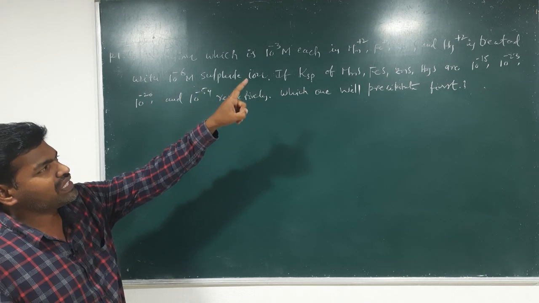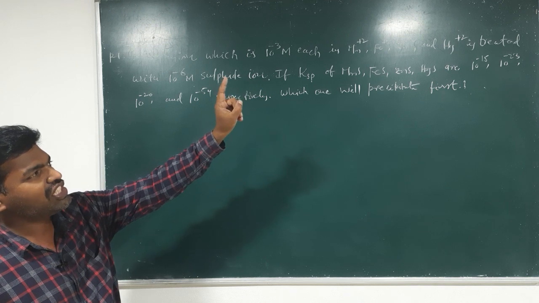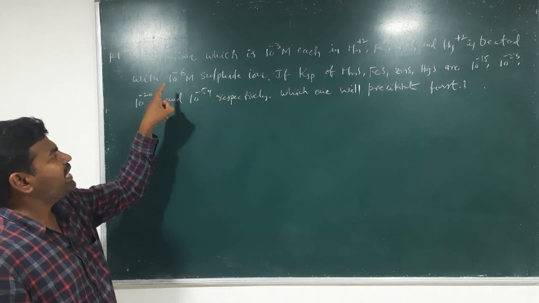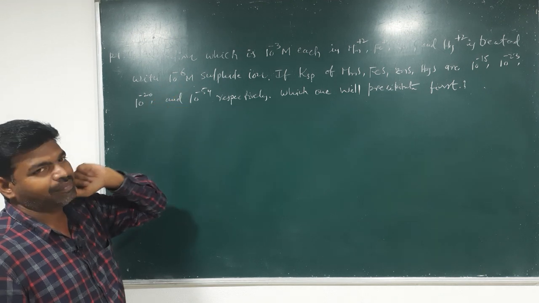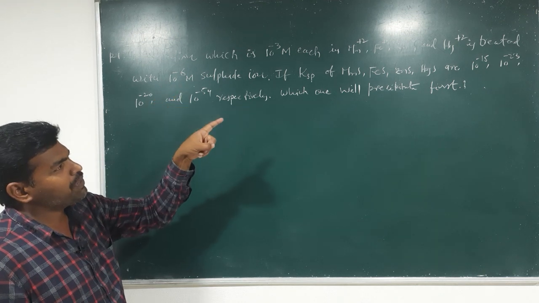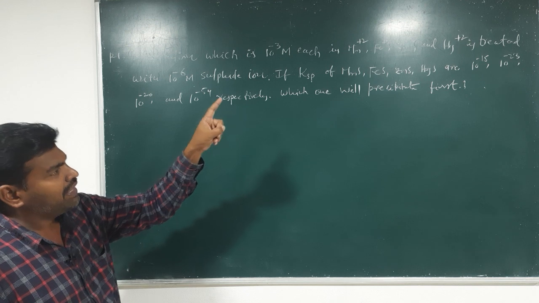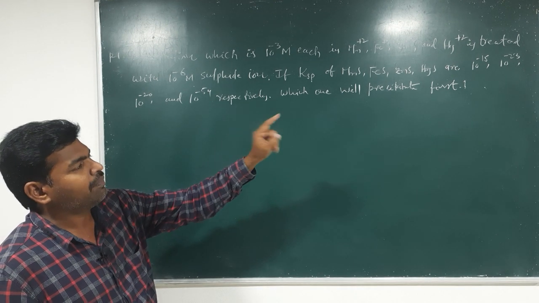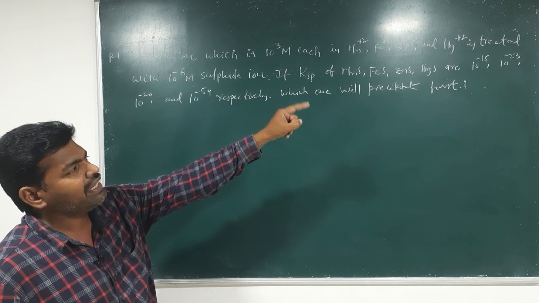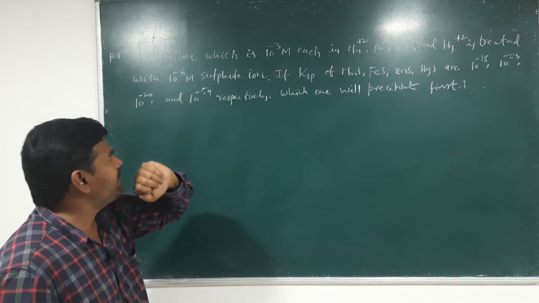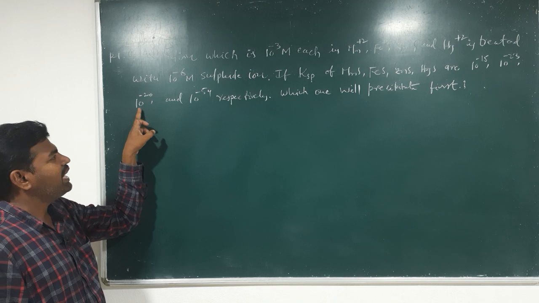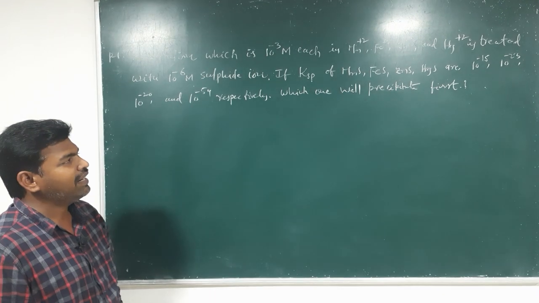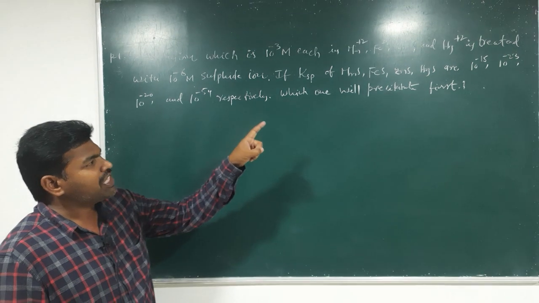Problem 1: A solution which is 10 power minus 3 molar each in Mn plus 2, Fe plus 2, Zn plus 2 and Hg plus 2 is treated with 10 power minus 6 molar sulphide ion. If Ksp of manganese sulphide, iron sulphide, zinc sulphide, mercury sulphide are 10 power minus 15, 10 power minus 23, 10 power minus 20 and 10 power minus 54 respectively, then which one will precipitate first?